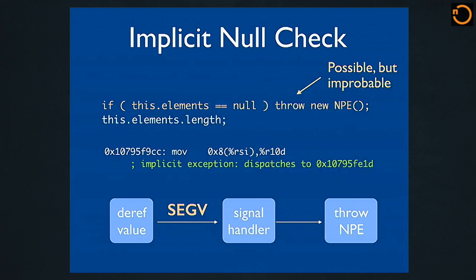Well, does that mean we have to do the equivalent of checking if it's null and then having a branch and then creating an exception object? And no, none of that. What we actually do is we just say, let's say RSI, that's where we've loaded elements. Let's say length is at offset 8. Yep, we just access it.